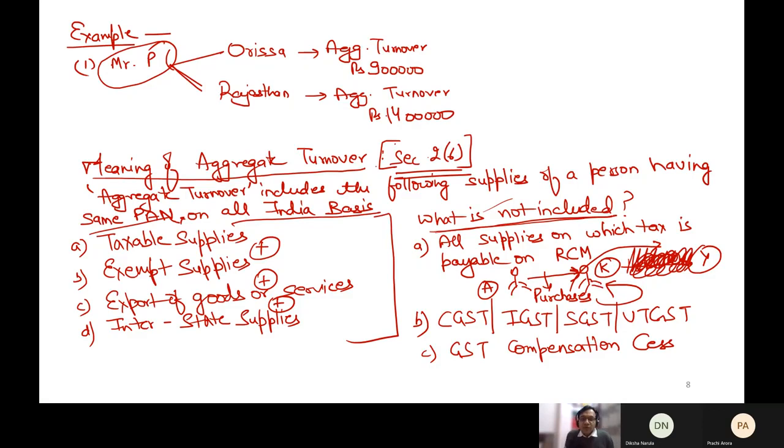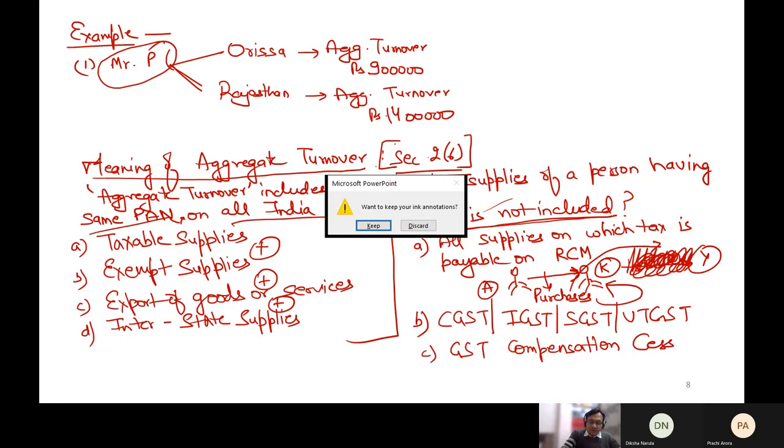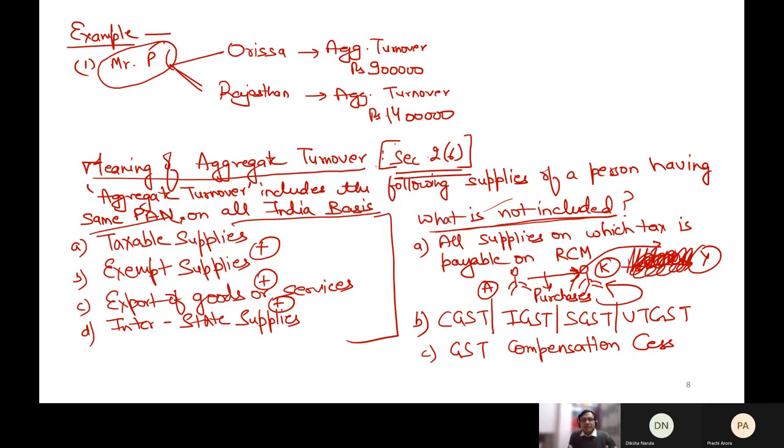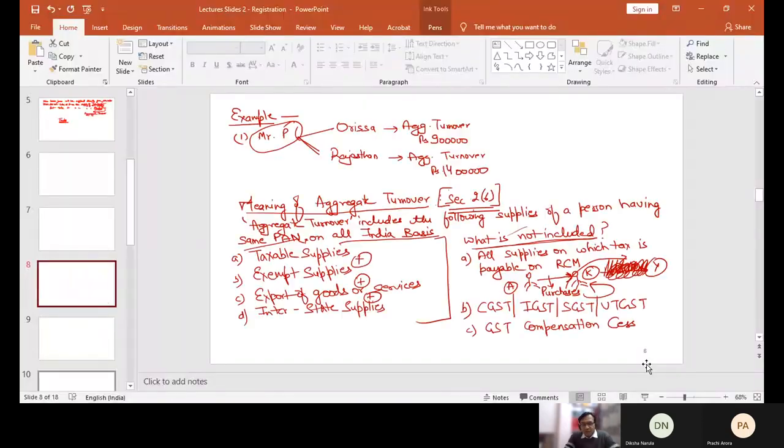In composition levy also the same definition was used with some adjustments, that starting from 1st April till the date when I am liable to be registered, that turnover should be included in aggregate turnover, exempt supplies, etc. So composition levy as well as registration are not defining aggregate turnover exactly. They are simply making some modifications. The same thing which I have written is written in section 2 clause 6. So I simply adopted that definition from section 2 clause 6. Let me show you for your understanding.